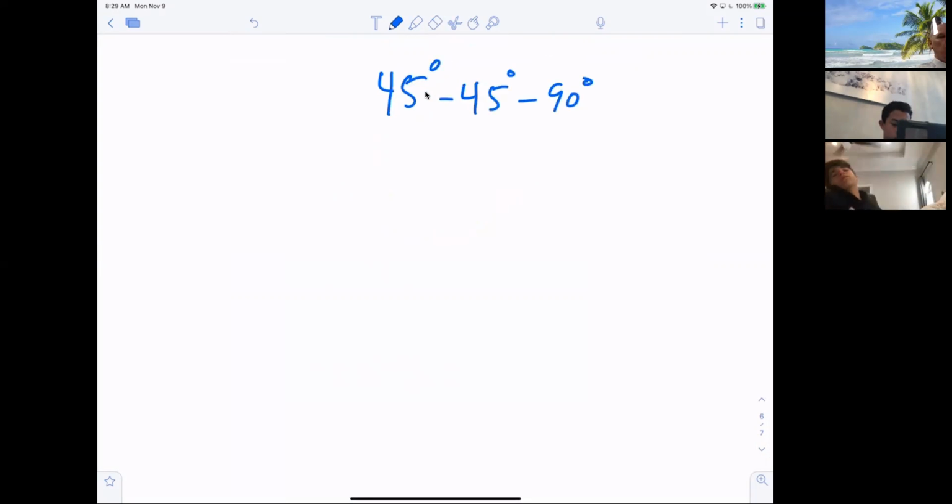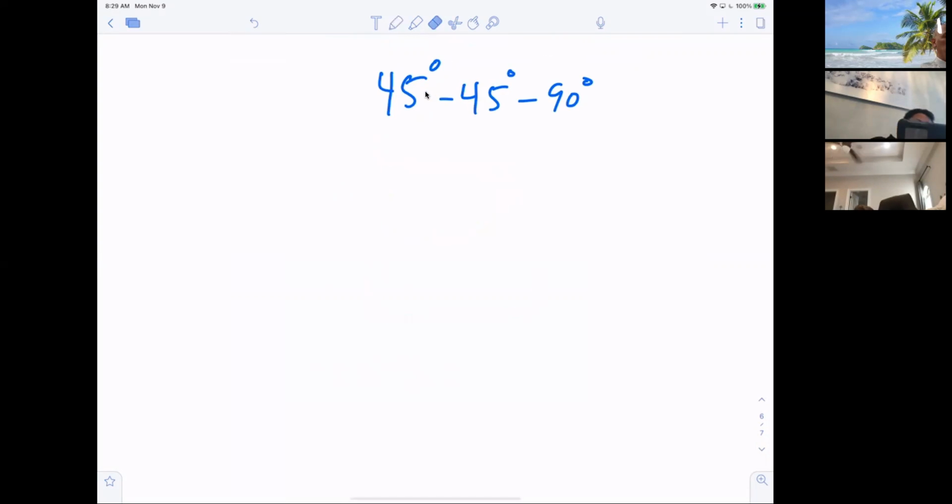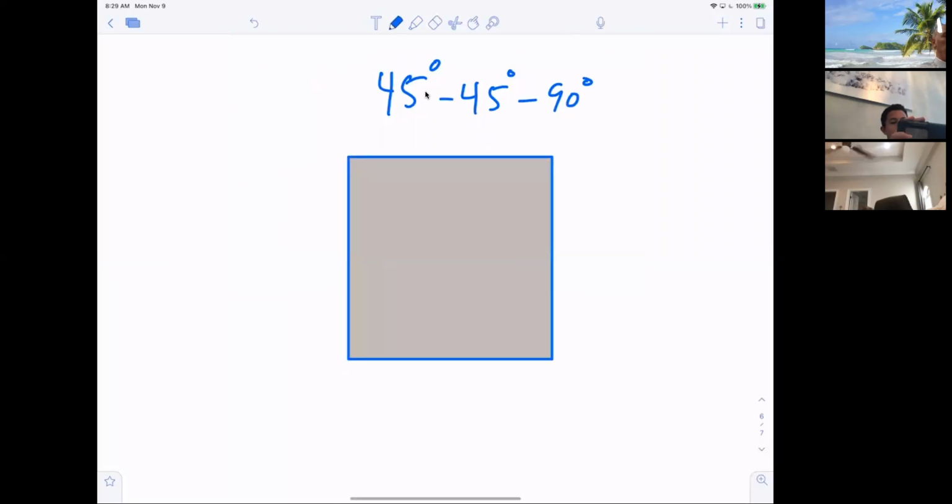All right. Now, how do we obtain the 45, 45, 90 degree triangle? We take a what? We take a square, all right? And when we draw this in here now, this is equal to this, which creates what?